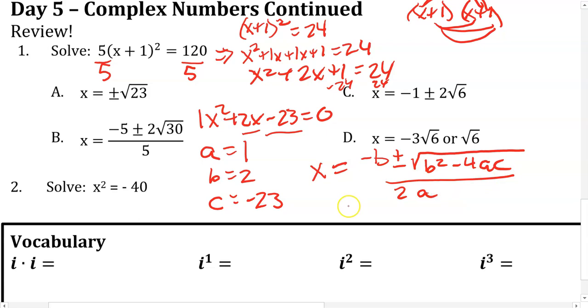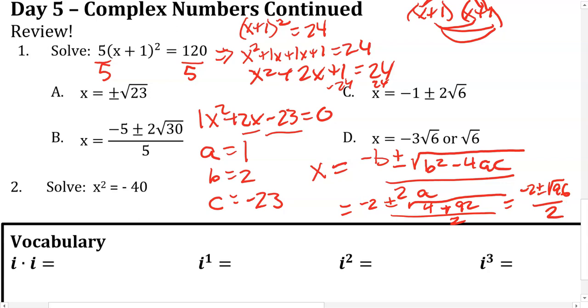So we'll plug in our numbers. b, again, was 2, so we have negative 2 plus or minus the square root, b squared is 4, minus 4 times 1 times negative 23, or minus negative 92, so plus 92, all divided by 2 times a, which was 1. So now we have negative 2 plus or minus the square root of 96 divided by 2.